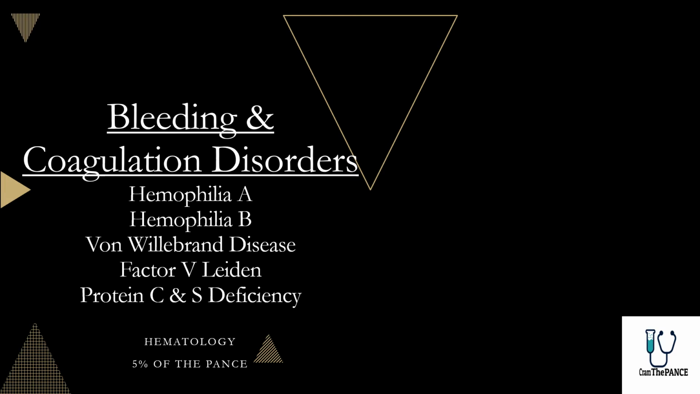All right, so we're going to be going over bleeding and coagulation disorders. Going to include hemophilia A, hemophilia B, von Willebrand disease, factor V Leiden, and protein C and S deficiency. Sometimes these can be a little bit intimidating, and I remember in PA school, I always felt like there was a lot to know with these, but really there's not. And I kind of broke it down to just the basics you need to know, but it's really just understanding the patho, and everything else is pretty simple.